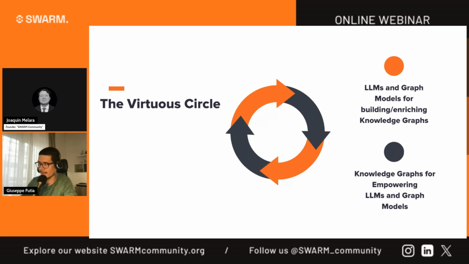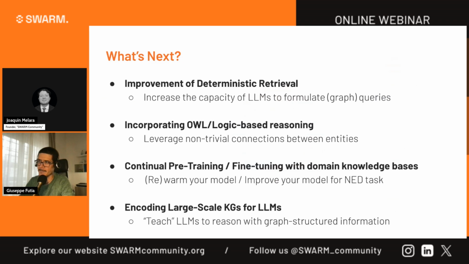And on the one side, this circle allows us to leverage large language models and graph models to build and enrich knowledge graphs. But on the other side, knowledge graphs can potentially empower large language models and ontology-based models to improve named entity disambiguation. So this is the particular opportunity that we have when we try to combine all these technologies and all these approaches. So there are some other things that can be further explored, right?